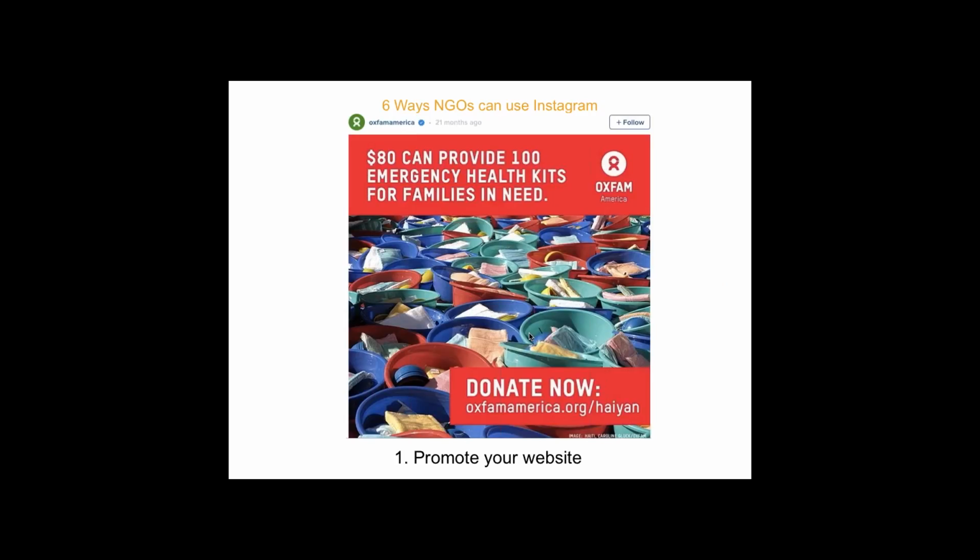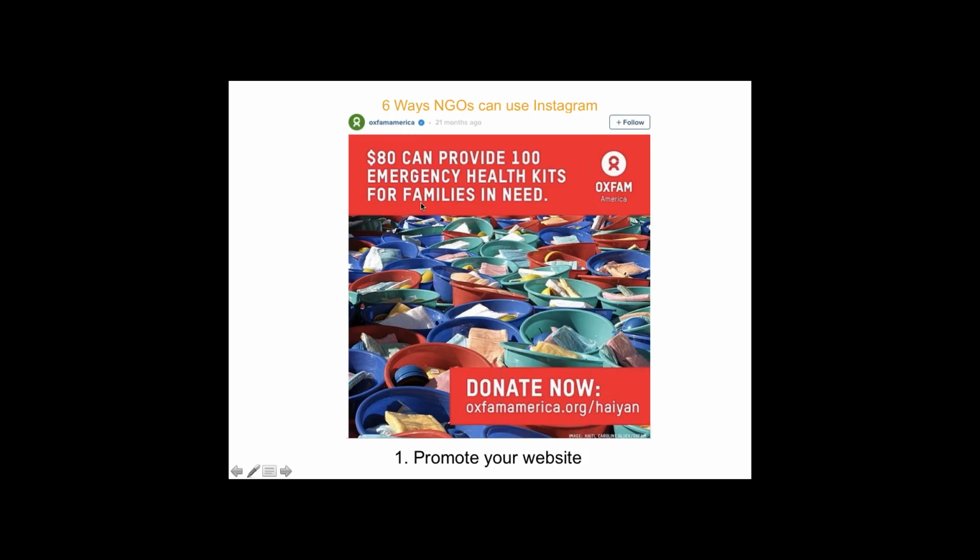So here are 6 ways that an NGO can use Instagram. Number 1, as I mentioned earlier, you are not allowed to use website addresses in a post. So what you can do is make it visible on an image that you have uploaded. So Oxfam America over here have created this image, and they've inserted their website address on the image. While it's not clickable, it is still there. You are still promoting your website, you are still promoting your organization.